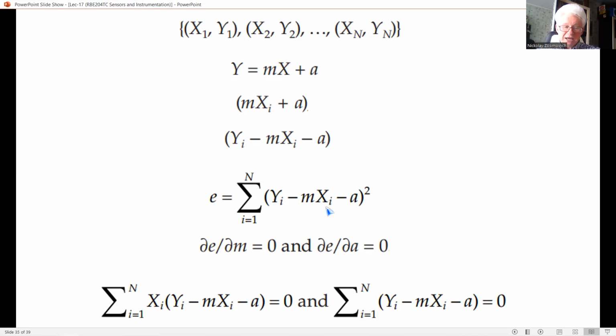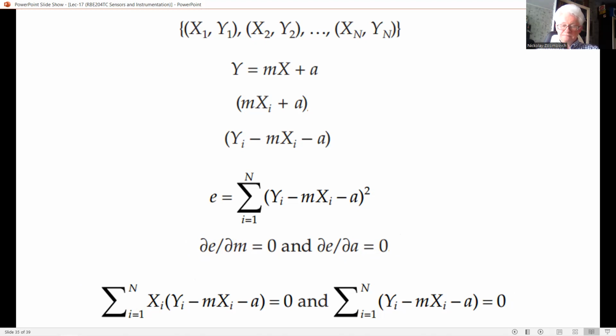We have to minimize E with respect to the two parameters. Which parameters? Only m and a. The required conditions are that dE over dm, a partial differential, should be equal to 0, and correspondingly dE over da should be equal to 0. By carrying out this differentiation, we get the two expressions here on the bottom.